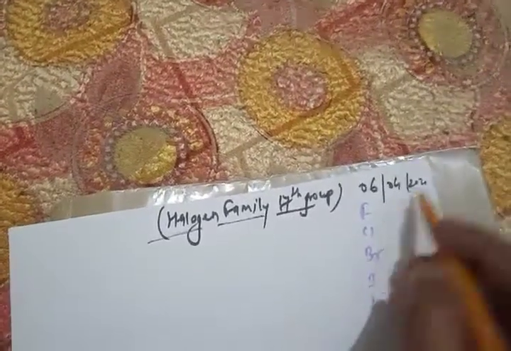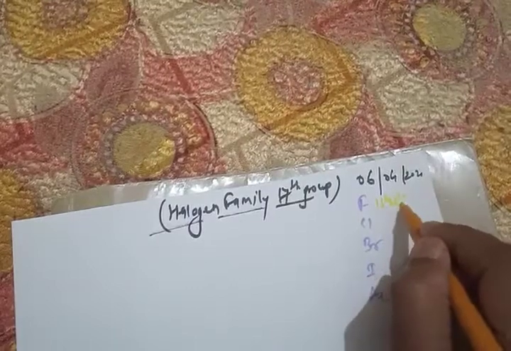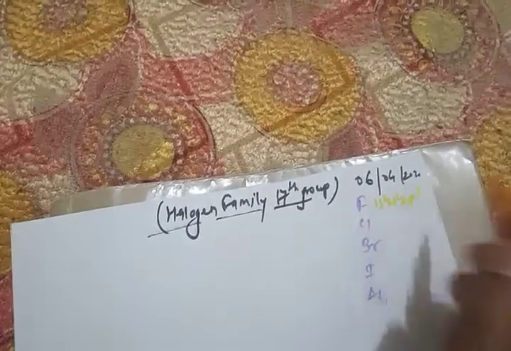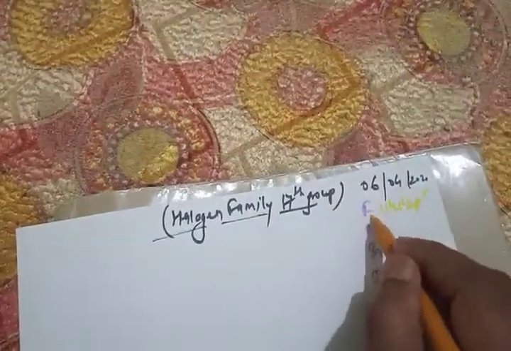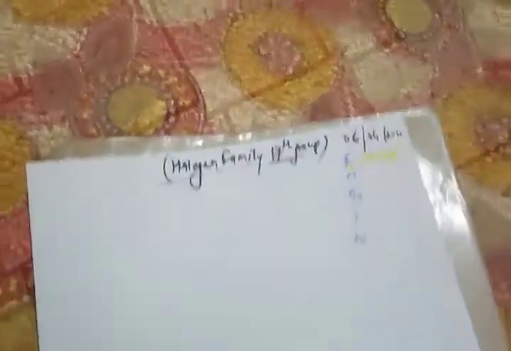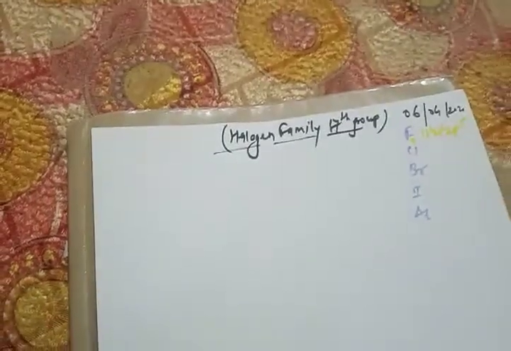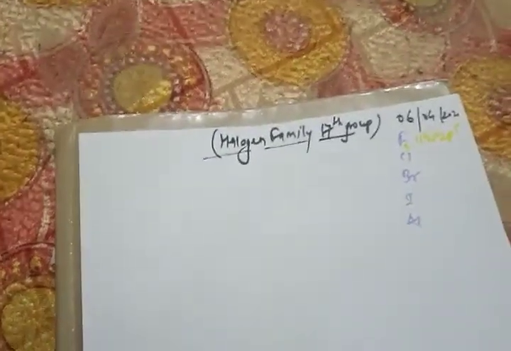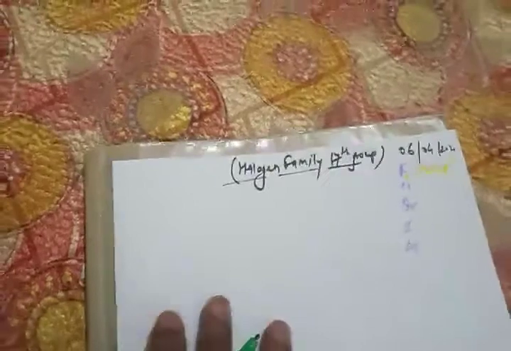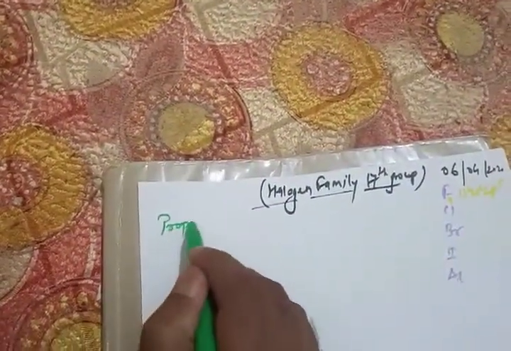Electronic configuration, if we discuss, is ns2 np5. For fluorine it is 2s2 2p5, and similarly for chlorine 3p5, then 4p5, 5p5, and 6p5. We'll start the discussion with the properties of halogens.